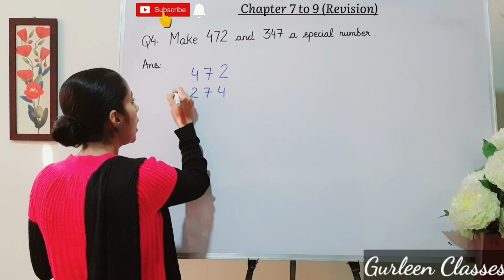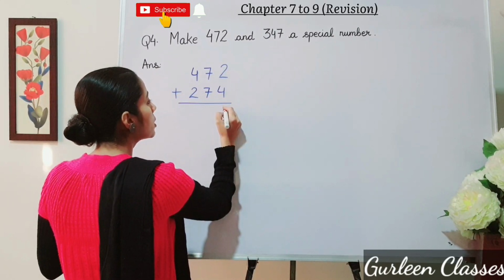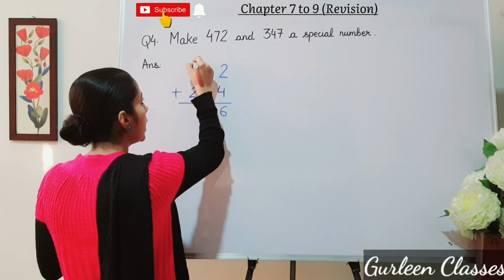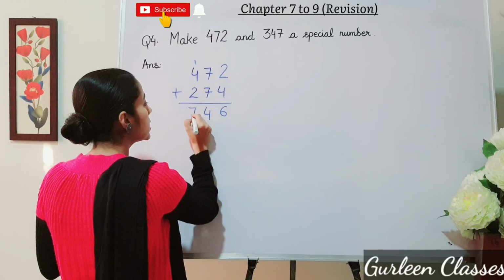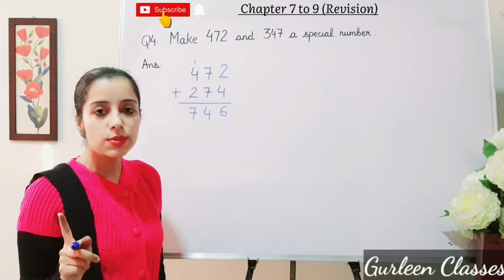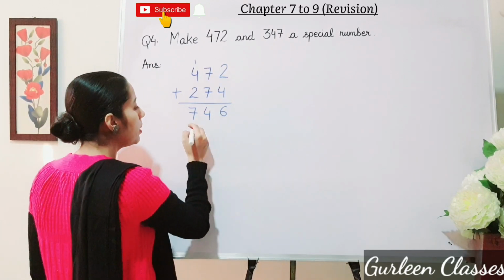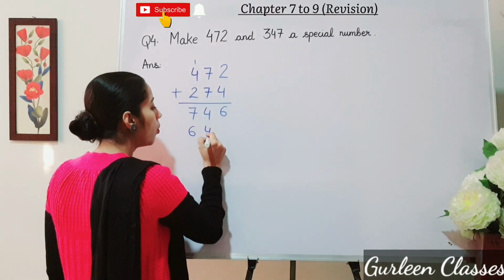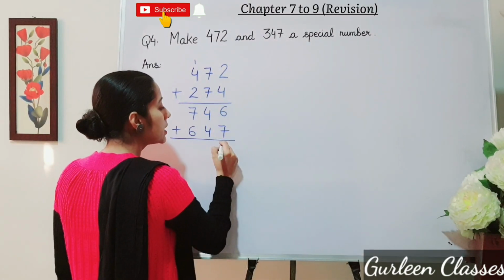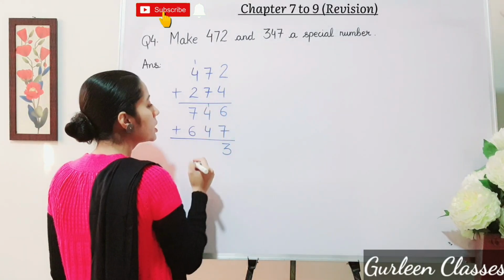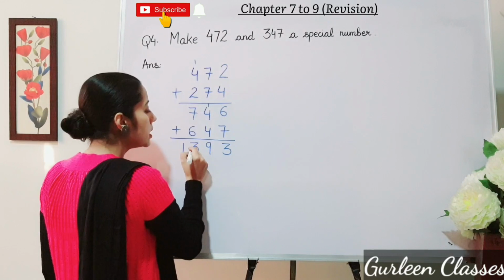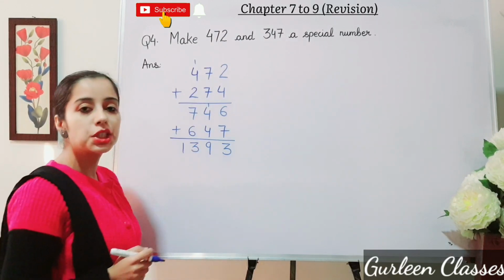Now add them. 2 plus 4, 6. 7 plus 7, 14 and 1 carry. 4, 5 and 6, 7. 7, 4, 6. Now 746 is not a special number. Again reverse. It will be 647. Now add them. 7 plus 6, 13. 4 plus 4, 8 plus 1, 9. 7 plus 6, 13. So 1393, is it a special number?